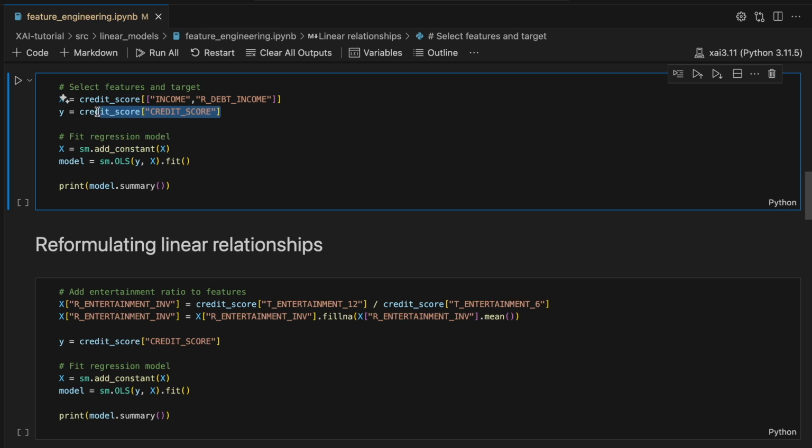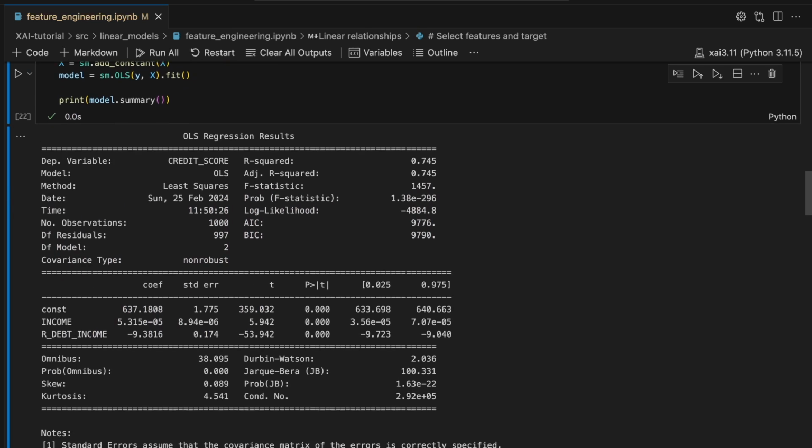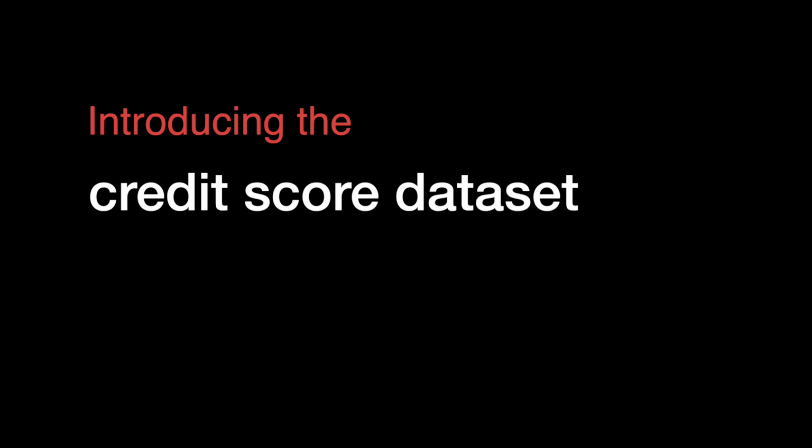To keep things practical, we'll be applying these concepts using Python. If you want any of the code we discuss, check out the article linked in the description.